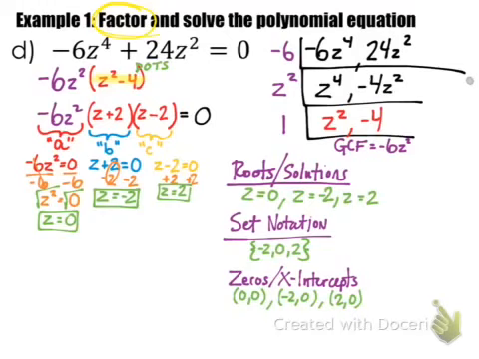Alright, so thanks for watching. This is how we can solve equations using the zero product property, by factoring out a GCF first, and then applying the zero product property.